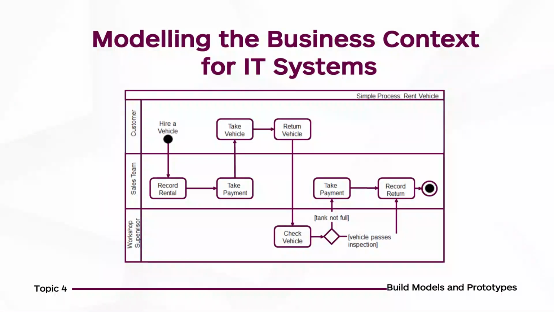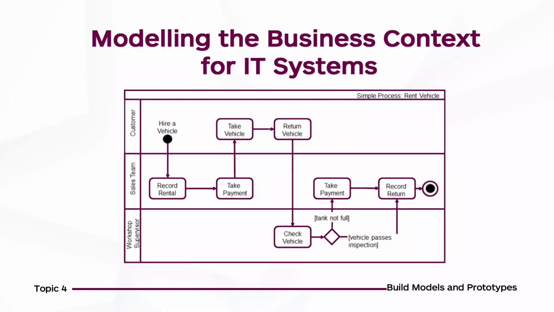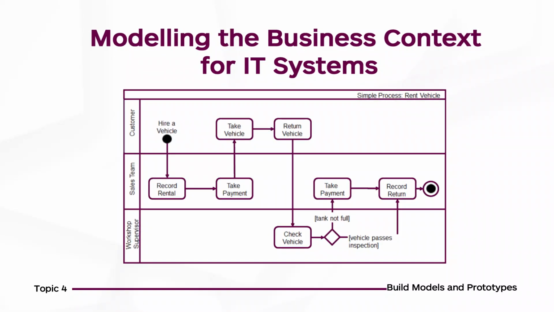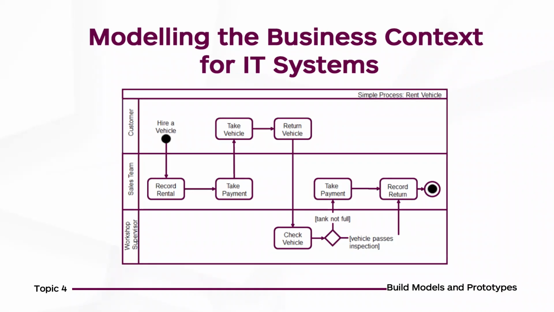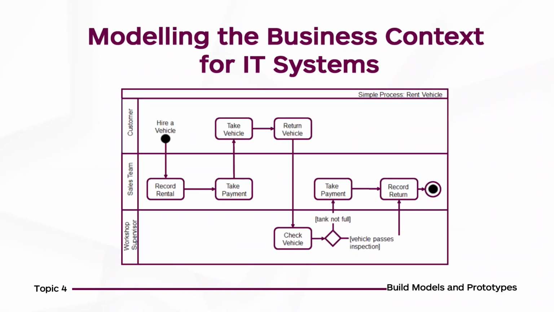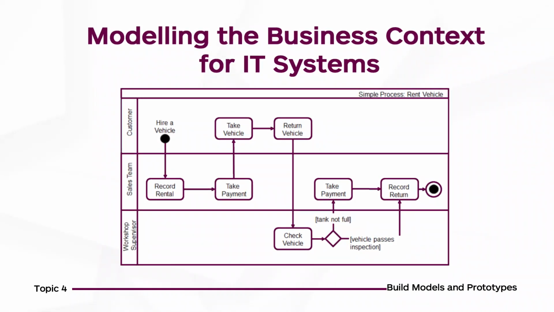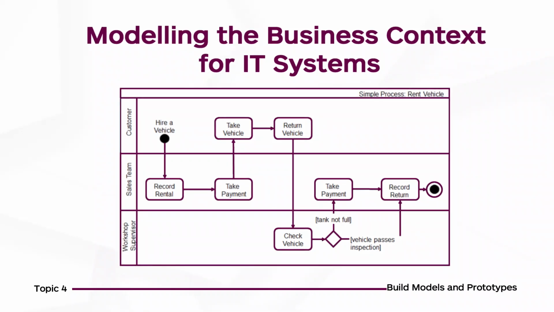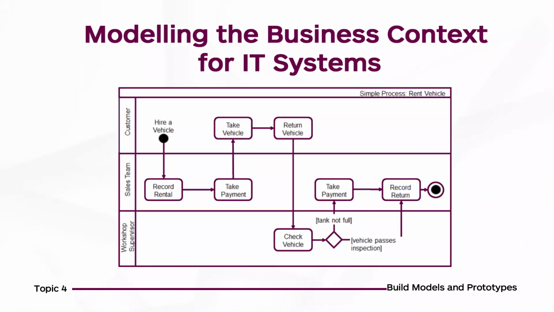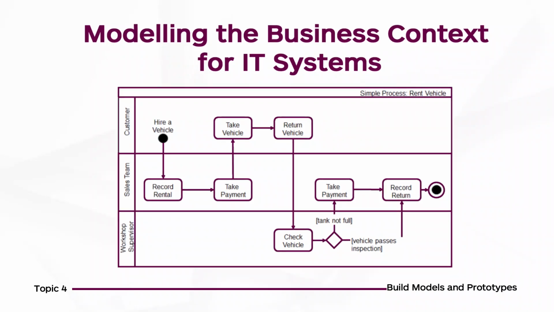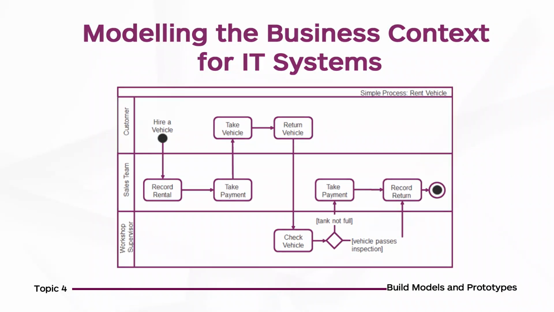Now let's look at a practical example, modeling a vehicle rental process. Imagine you're hiring a car for a road trip across the Lake Districts. The system has to record details like who's renting, the vehicle they're taking, payment, and, of course, returning the vehicle. The model helps us identify what needs the IT system will support and clarify the requirements for everyone involved.